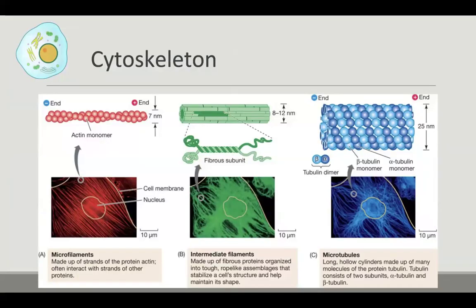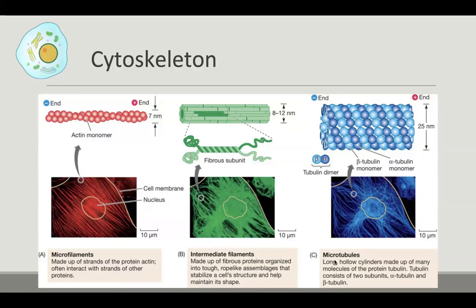So now we're going to talk about the cytoskeleton. The cytoskeleton has several functions. It maintains and supports cell shape, provides support for cell motility or cell movement, and also provides scaffolding for intracellular transport. Here you have microfilaments, which are made up of actin, and they interact with several strands of other proteins, mainly myosin, which is a motor protein that moves along it. You have intermediate filaments, which are made up of extremely fibrous, tough proteins. They're able to combine to create a rope-like assemblage. Intermediate filaments help make sure the cell structure is stabilized and the shape is maintained through any stress.